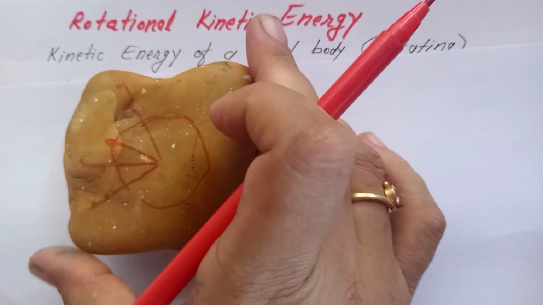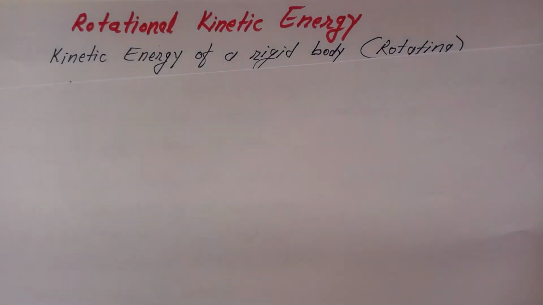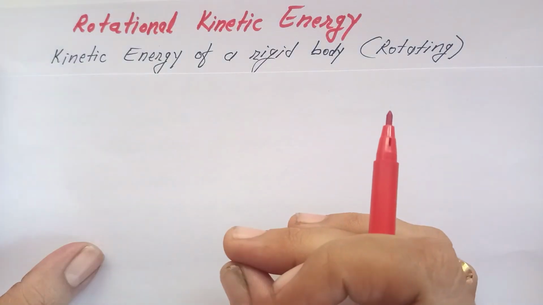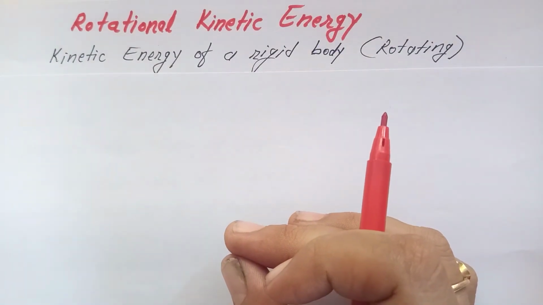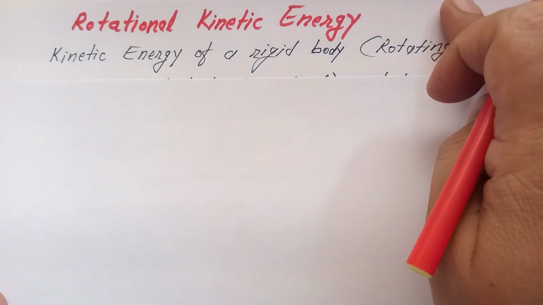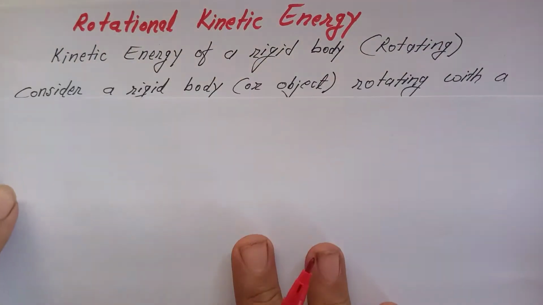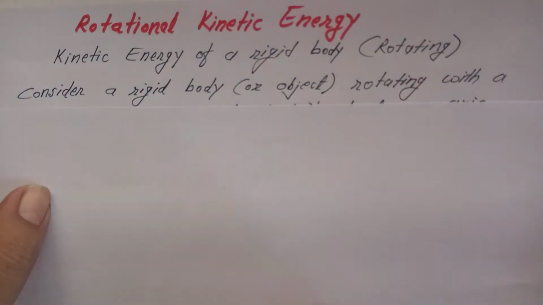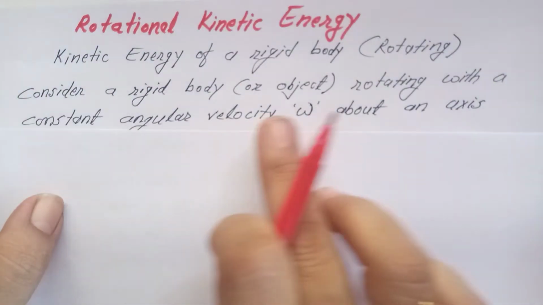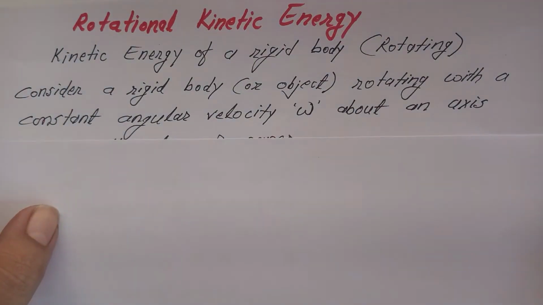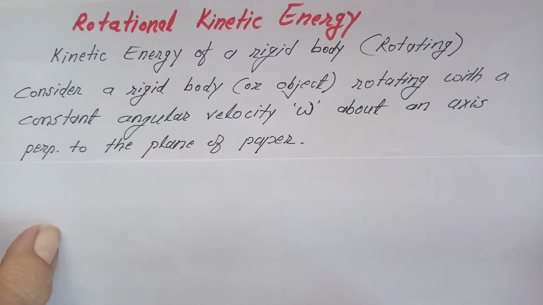So we have to obtain the kinetic energy of the rotating body. For that, what do we have to consider? We can consider a rigid body rotating about an axis perpendicular to its plane, and the body is rotating with constant angular velocity omega. So we write it: consider a rigid body or object rotating with a constant angular velocity omega about an axis perpendicular to the plane of the paper.